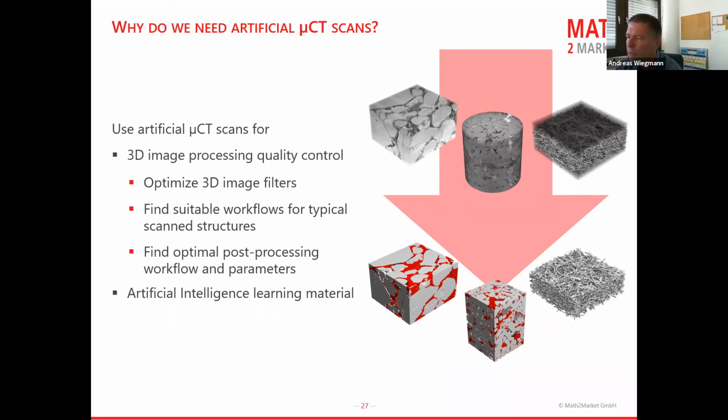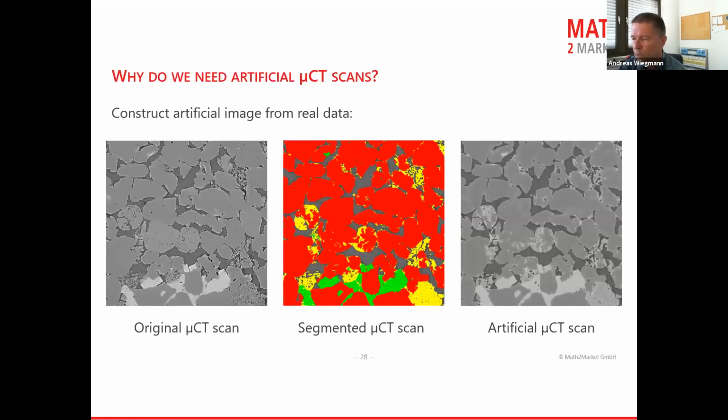You have all your filters and your segmentation algorithms, and you need ground truth to get the quality of those algorithms as well. It shouldn't always be just people. So there are multiple uses for artificial scans, and we're not the only ones doing them. And here's an example of how they could work.